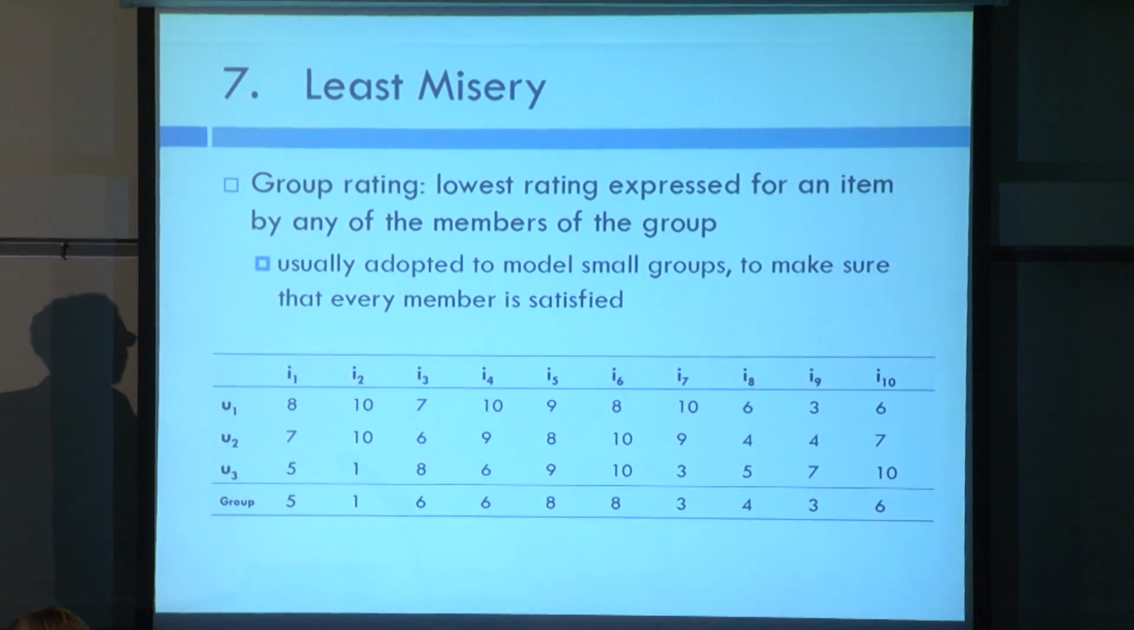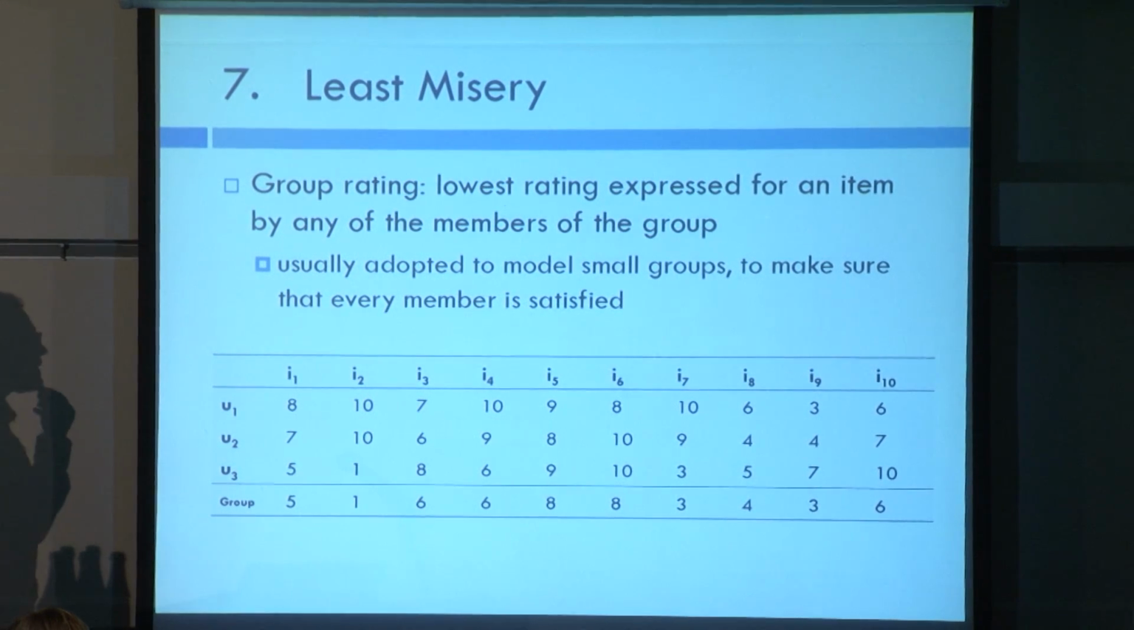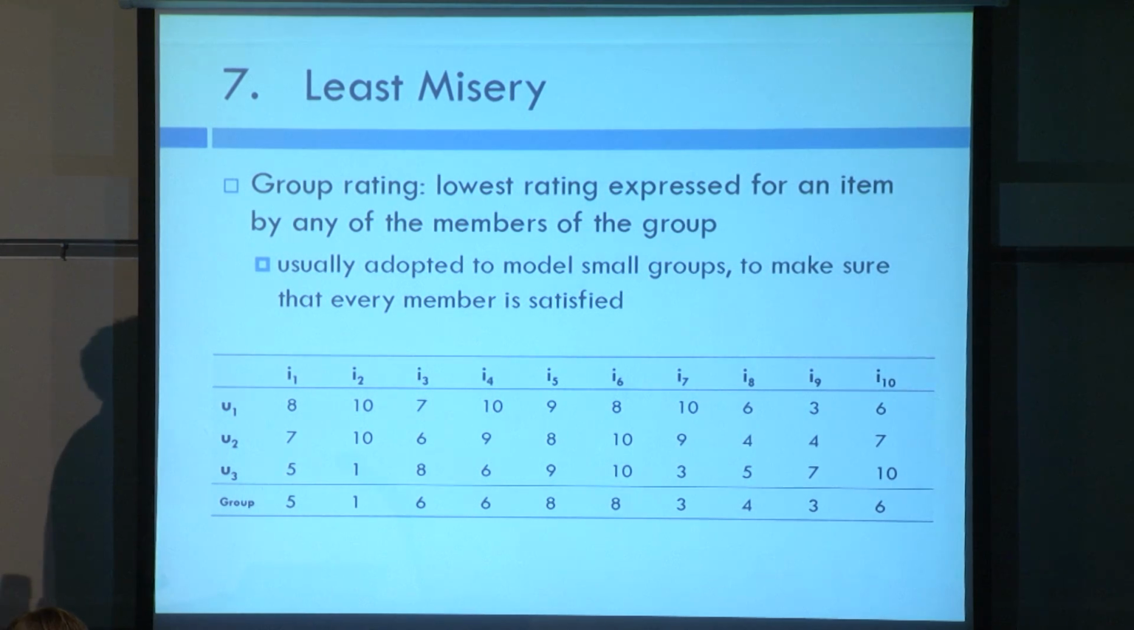The next strategy we're going to see is actually very simple but very interesting at the same time, and it is called least misery, which assigns as a group rating the lowest rating that is expressed for an item by any of the members of the group. So the strategy is usually adopted to model small groups to make sure that every member is satisfied. Let's see this example, which is quite interesting in my opinion.